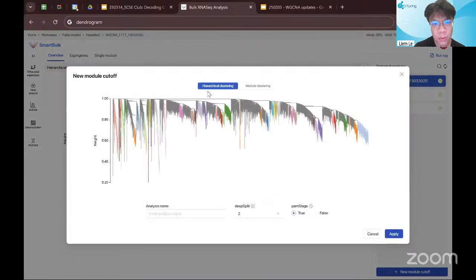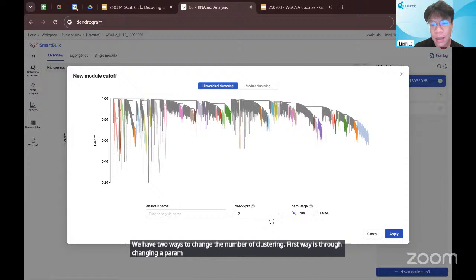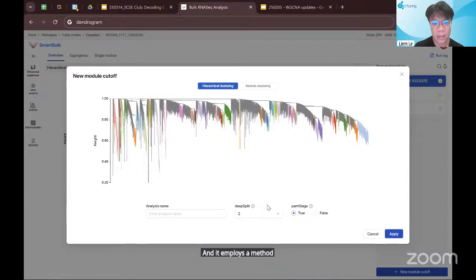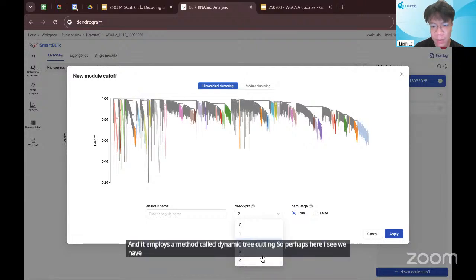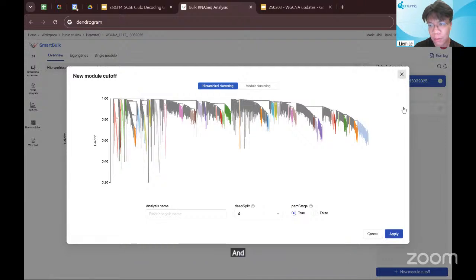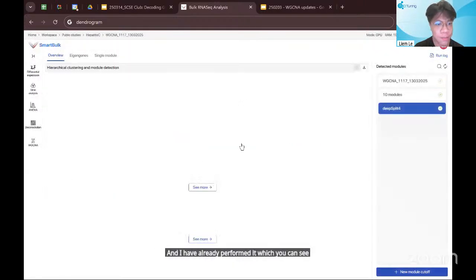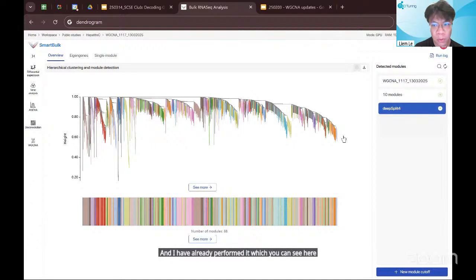We have two ways to change the number of clustering. First way is through changing a parameter called deep split. In summary, the higher the deep split is, the more modules you have, and it employs a method called dynamic tree cutting. So perhaps here we have up to four, but I believe in the future we might have more or less. I'm not really sure about this, but you can also apply this. And I have already performed it, which you can see here. You would have much more modules.